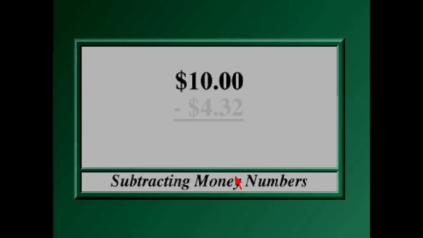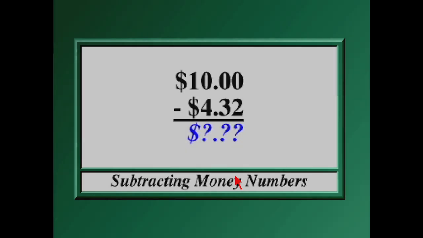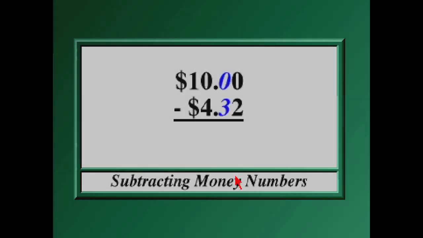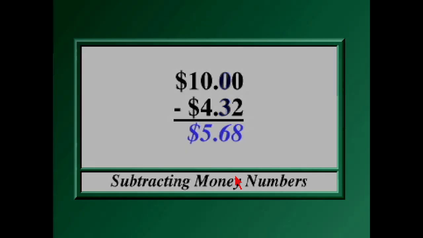Suppose you have $10 and spend $4.32. How much do you have left? You would use the subtraction principle for whole numbers and decimals to find this answer. Be sure decimal points and digits are aligned in proper columns. You find you have $5.68 left.